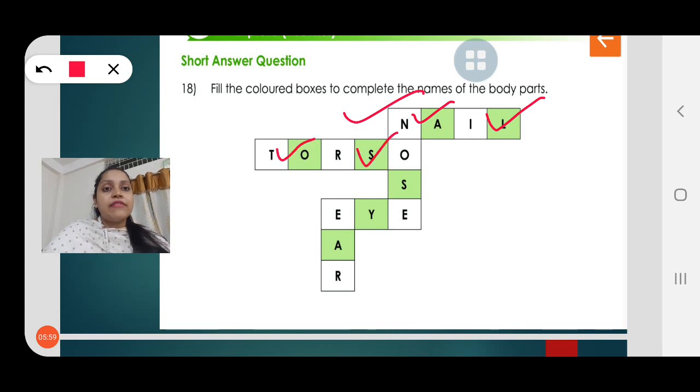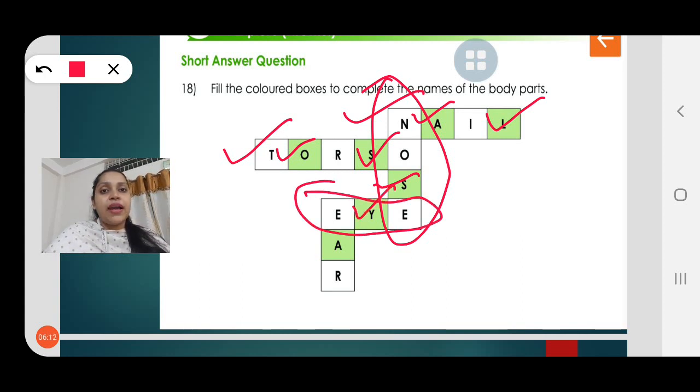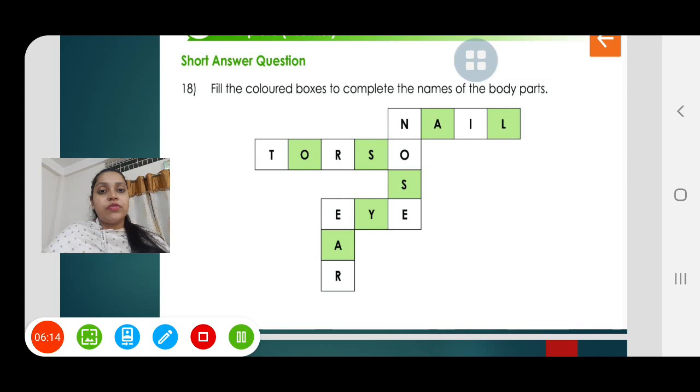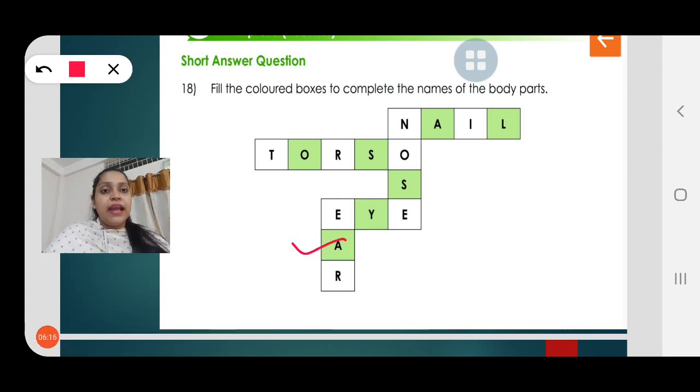Then O, S you'll have to write, and the complete word will be torso. Then again S you have to write, and the complete word will be nose. Then Y you have to write, then the complete word will be eye. Then children, again you'll have to write A, and then the word will be complete, it will become ear.